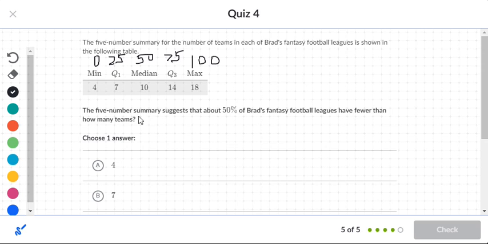Now you want to know: the 5 number summary suggests that about 50% of Brad's fantasy football leagues have fewer than how many teams. So we have 50%. If we look at the table, we see that 50% corresponds to, or is actually connected to, 10. So let's look for an answer of 10 here.